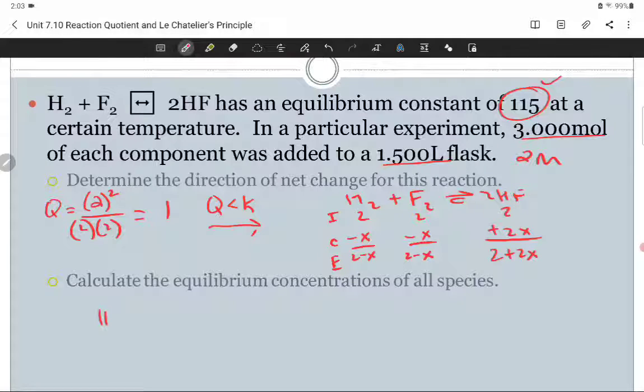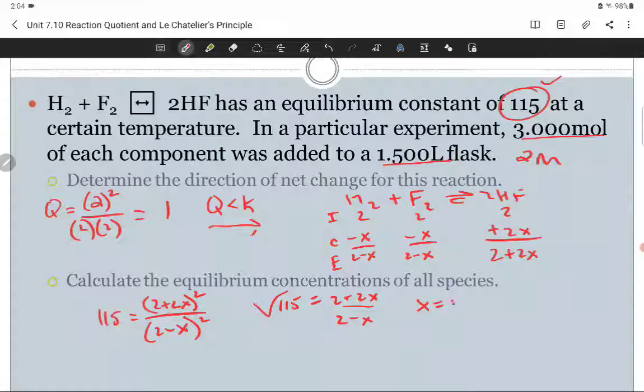The equilibrium expression has a constant of 115 in this question. Up top was 2 plus 2x squared. On the bottom is 2 minus x, but that's times a 2 minus x, so I'm just going to go 2 minus x squared. So we take the square root of everything. The square root of 115 equals 2 plus 2x divided by 2 minus x. Rearrange this to solve for x and you get 1.53 molar.